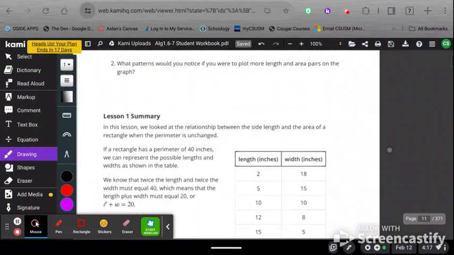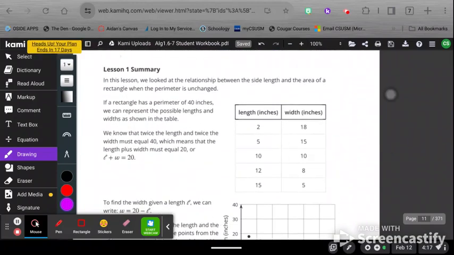And we're at the summary for our lesson. How'd you do?